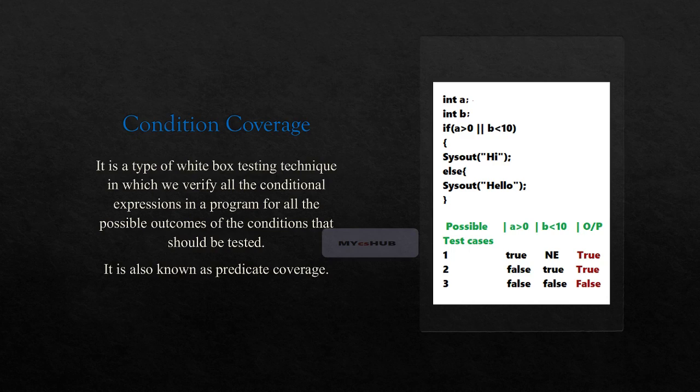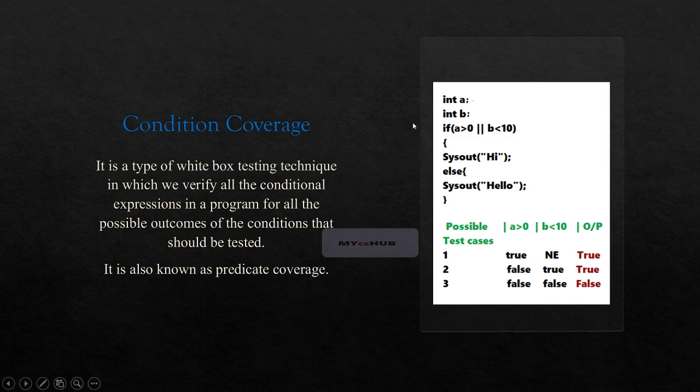Now let me explain with the help of this example, the piece of code available over here. In this program, two variables are declared, and based on these variables, we have one if statement. Inside this, we have two conditions, and these two conditions are separated with the help of the OR gate.